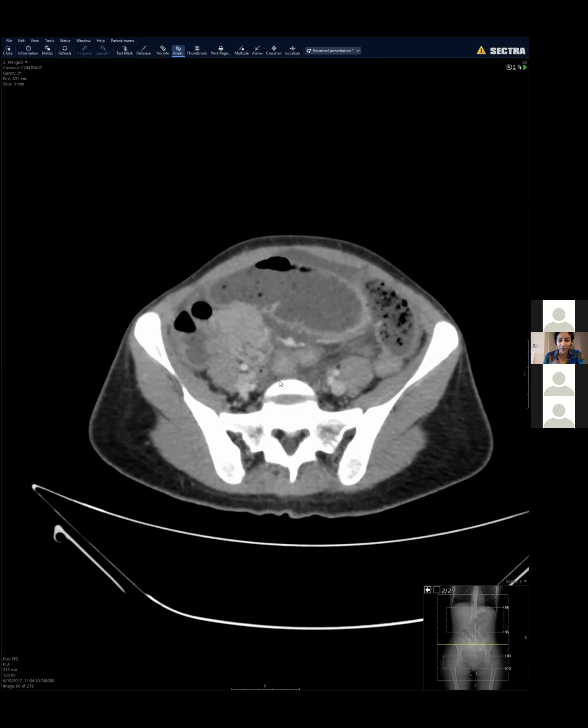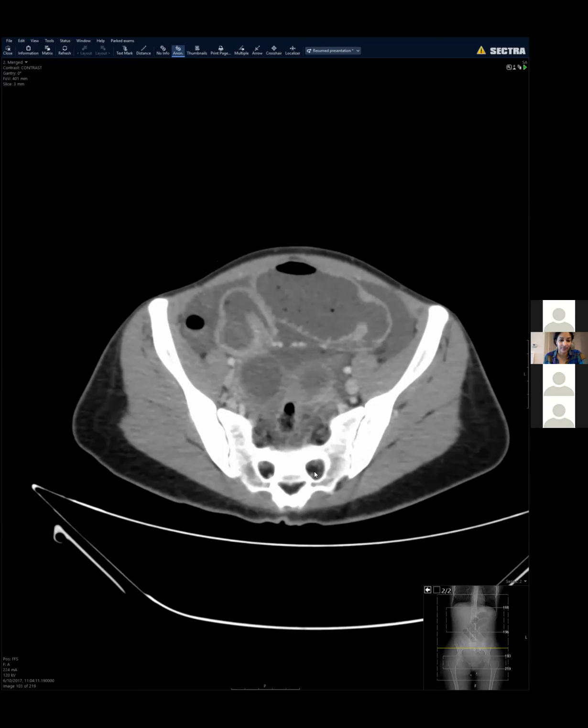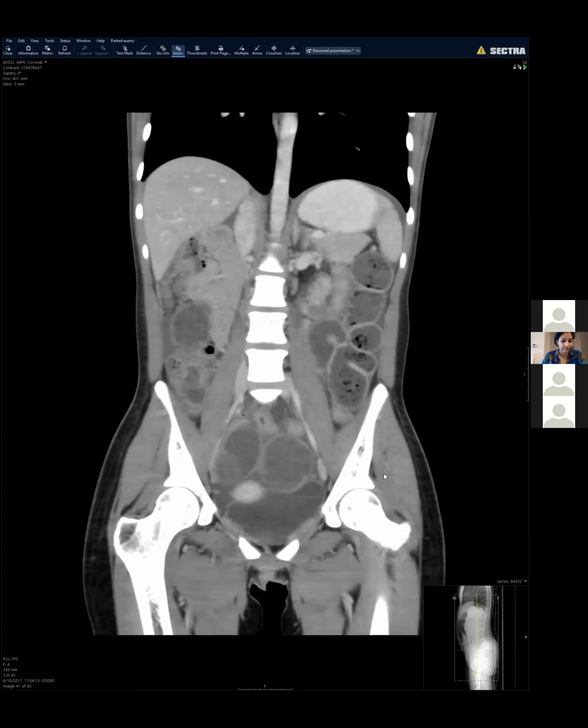But good. Also, it looks like such a big mass in the ileocecal region. I didn't know that endometriosis could look that way. Yeah, it's very solid and ugly looking. Yeah. And I'll show you the coronal if that helps. So very mass-like form, very deceptive.